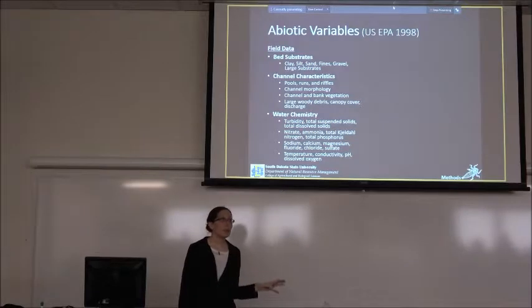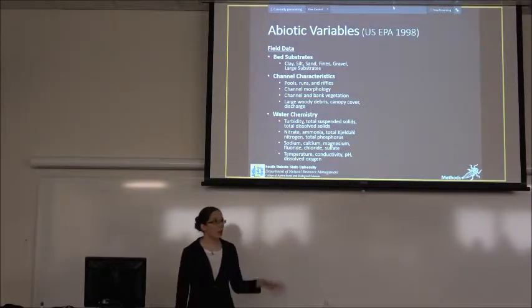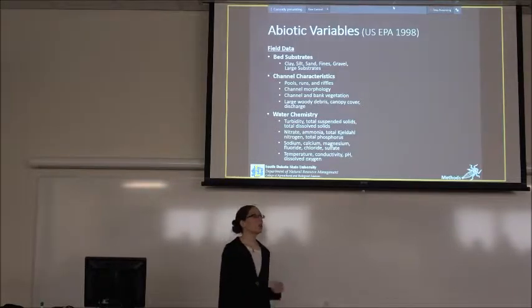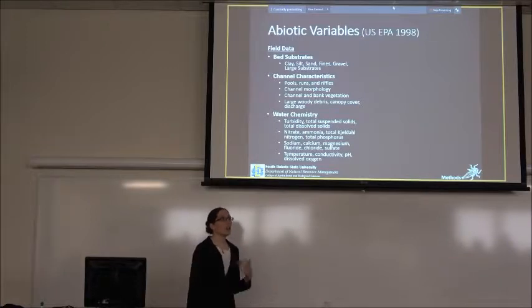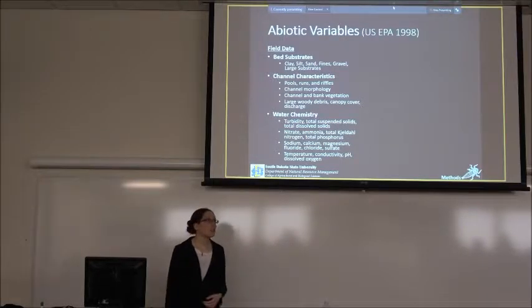Now, we took a lot of measurements, but basically they broke down into characterization of bed substrates, channel characteristics like morphology and vegetation, and water chemistry information, including turbidity, nitrate concentrations, sodium concentrations, and dissolved oxygen. These constitute the in-stream habitat variables that we used in our analyses.